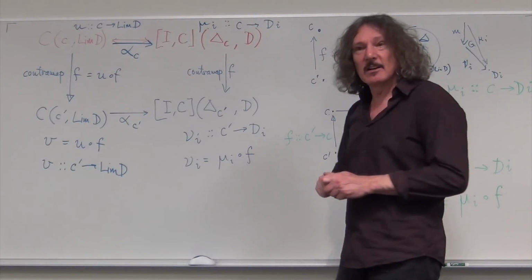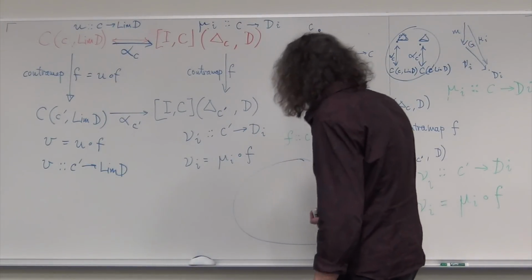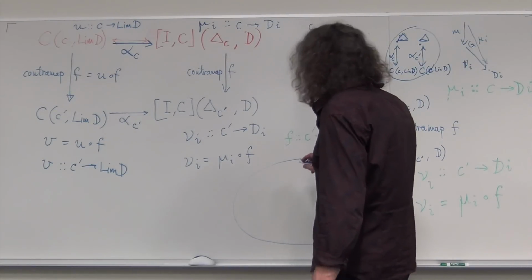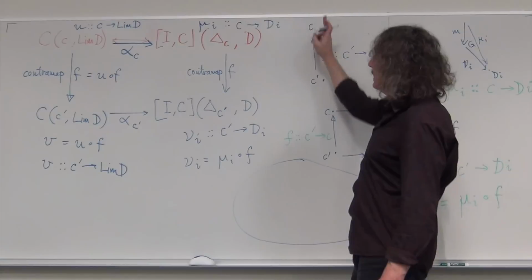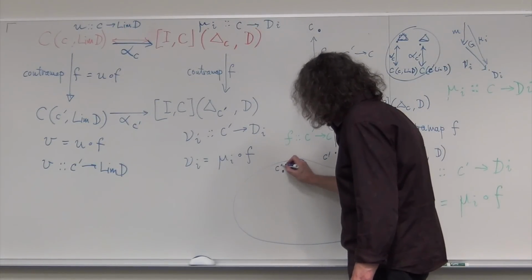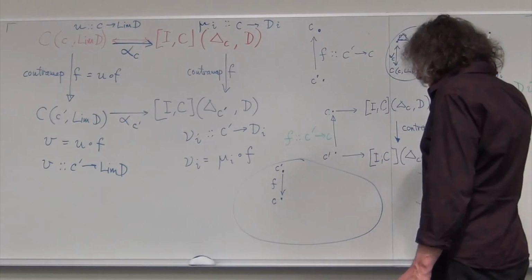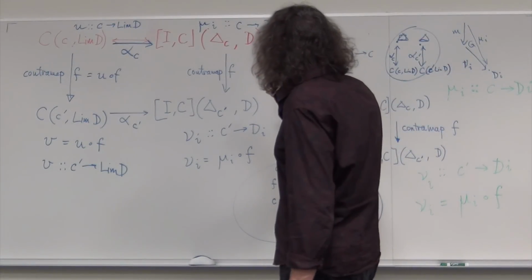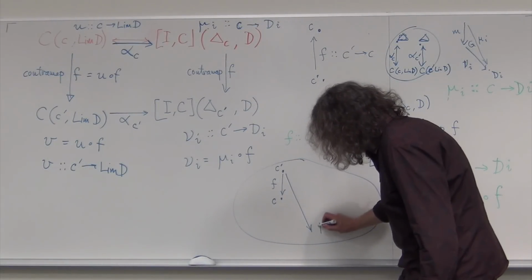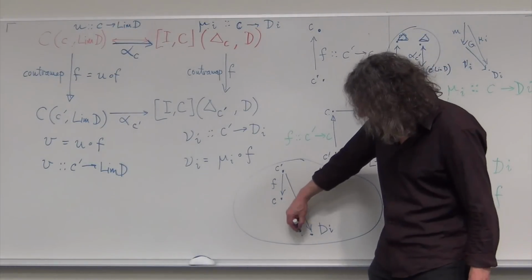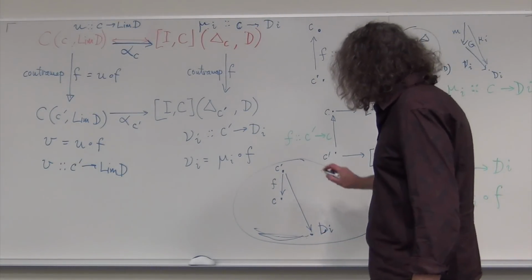Let's see what it means in a picture in the category C, because all these guys are parts of some cones. So here's C. I have F going from C prime to C, so I'll put C prime on top and C here, and from C prime to C, this is my F. Now, what is mu I? Mu I goes from C to DI. DI is at the bottom of my cone, it's one of the things in the bottom of the cone. So this is mu I.